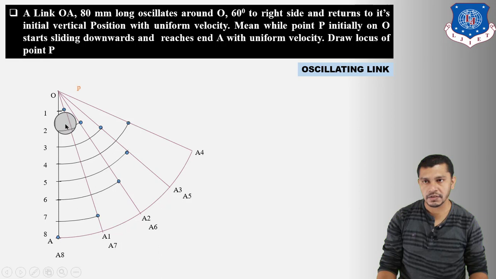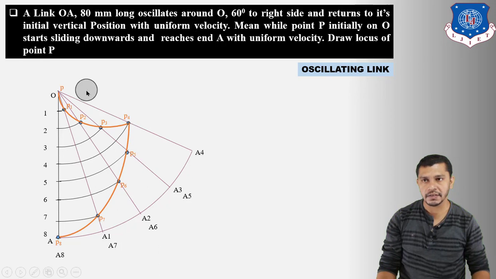Give the name of these points: P, P1, P2, P3, P4, P5, P6, P7, P8, which will be the locus of point P. So now draw the freehand curve passing through these points, which will give us the locus of point P. So draw the freehand curve. So this will be the locus of point P, which slides on OA in the downward direction with uniform velocity.